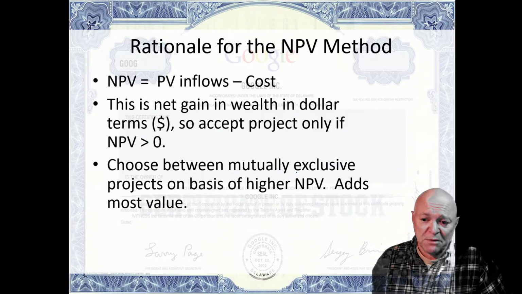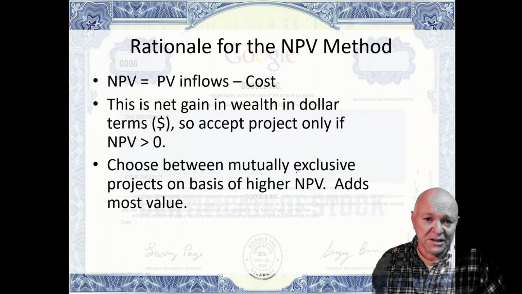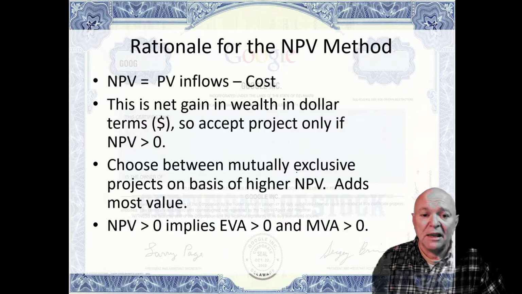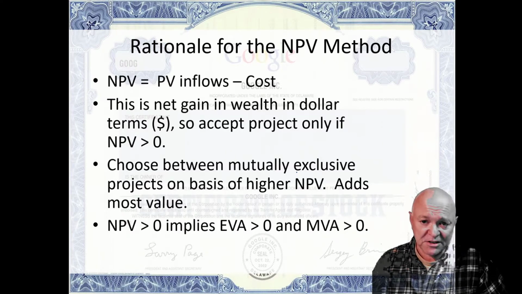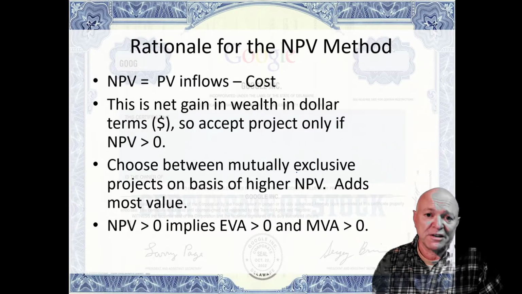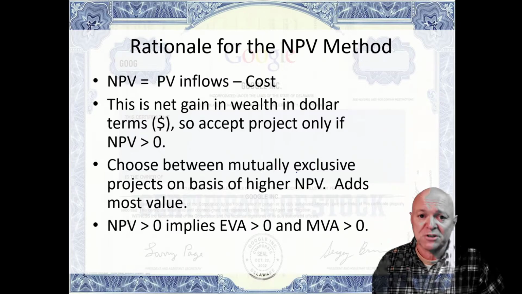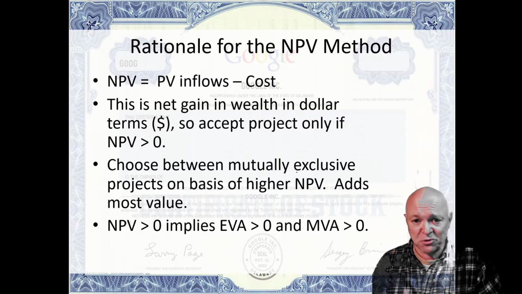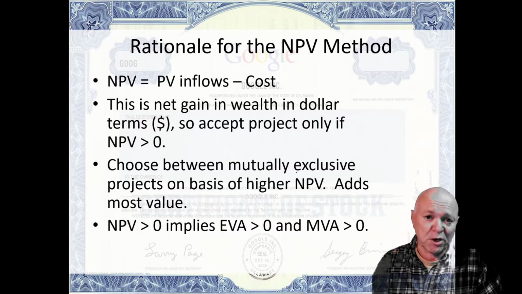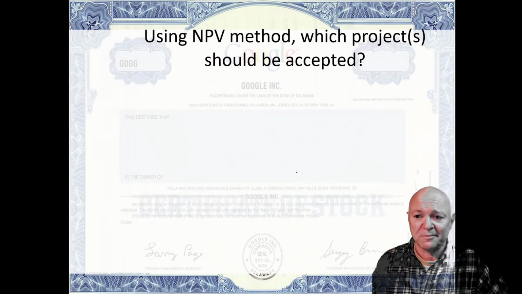If you have to choose between mutually exclusive projects, choose the one with the highest NPV. It's the one that creates the most value. If the NPV is greater than 0, that means that the incremental or the new projects are going to create a positive EVA for the company, and in the long term a positive market value added. So a company that's built up of positive NPV projects will be much more valuable.